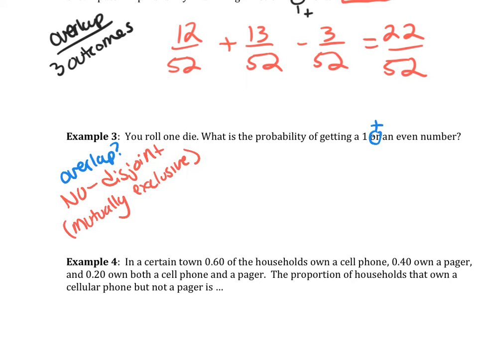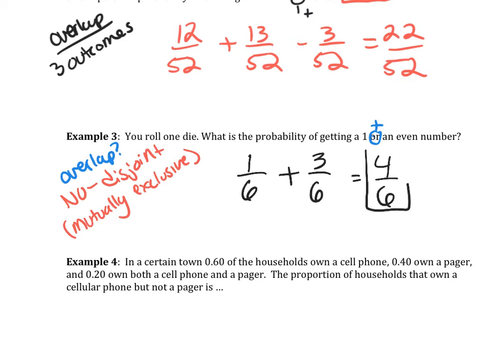And so when we do our addition rule, the probability of getting a 1 is 1 over 6, adding the probability of getting an even number, which is 3 over 6. But then since there's no overlap, you would essentially be subtracting 0, which isn't going to change anything. If you want to write it, that's cool, but you don't have to. You would just add these and you would get 4 over 6 for the probability. Okay?